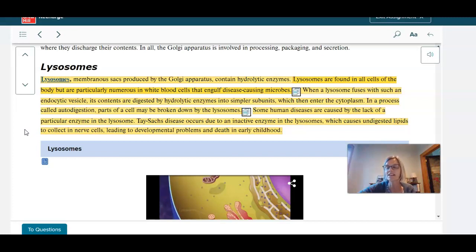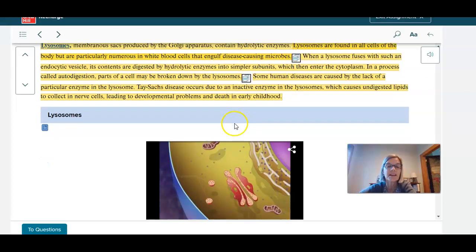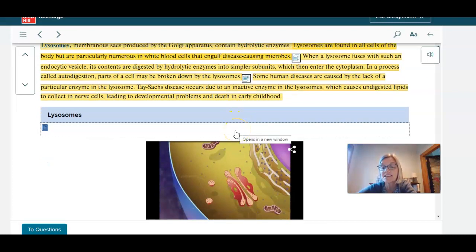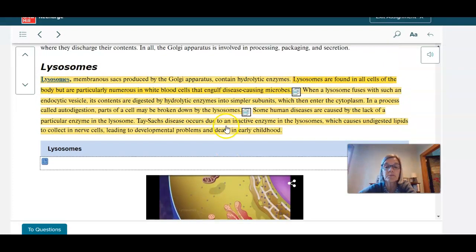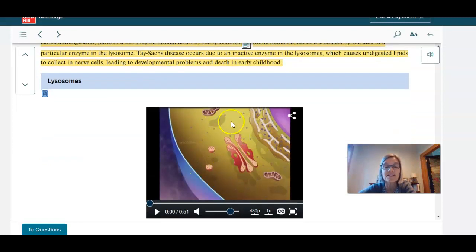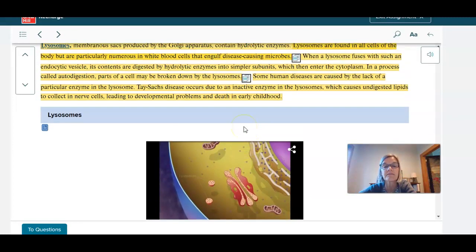And so you can read that little section about how lysosomes decompose. They can break down bacteria that's in our body, or they can break down old cell parts. And this is just a nice little video showing you that.